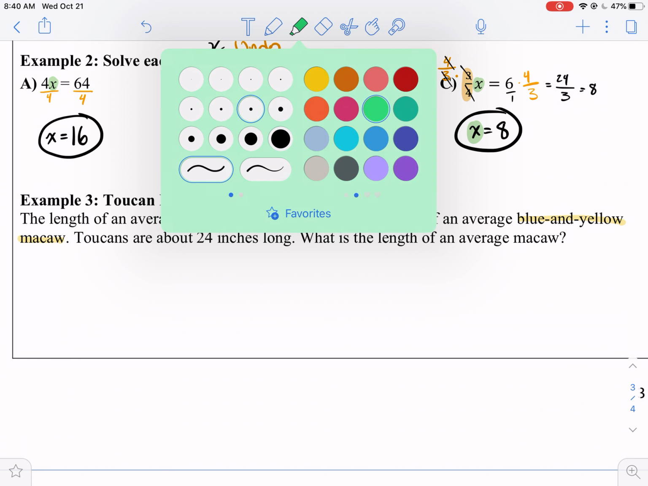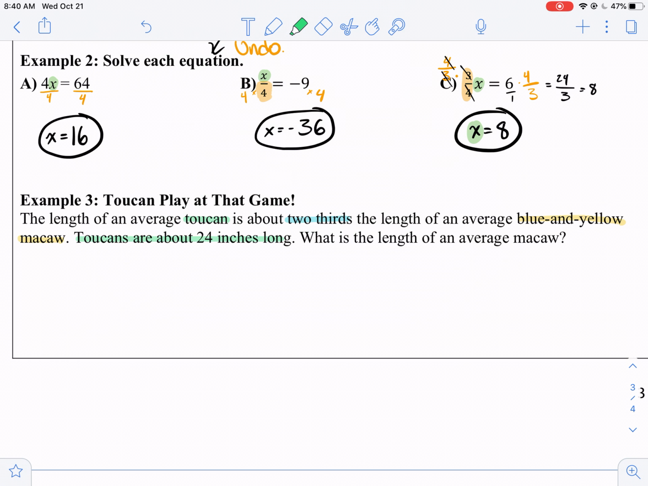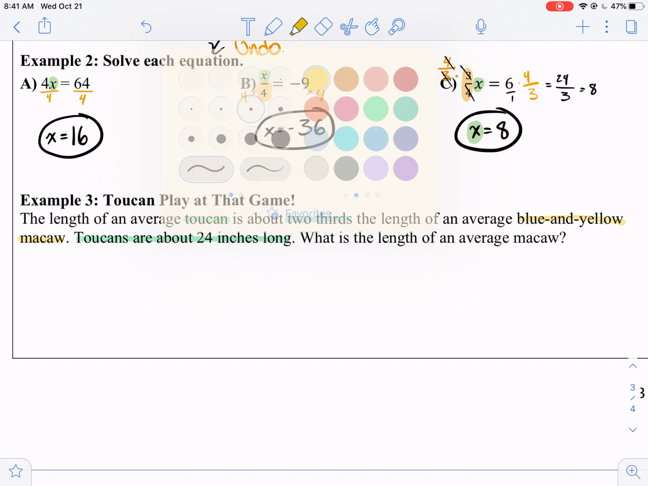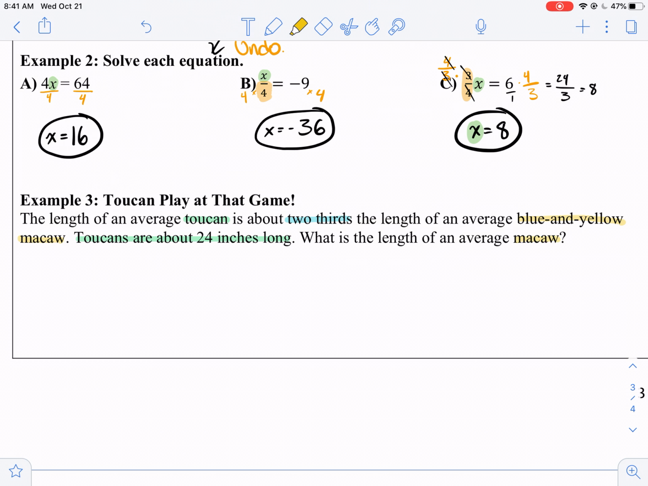Now you know that toucans are 24 inches long. Why do you know this? Because I told you. So what's the length of the average macaw? Macaw. Because it's a parrot. Get it? Well, let's find out.